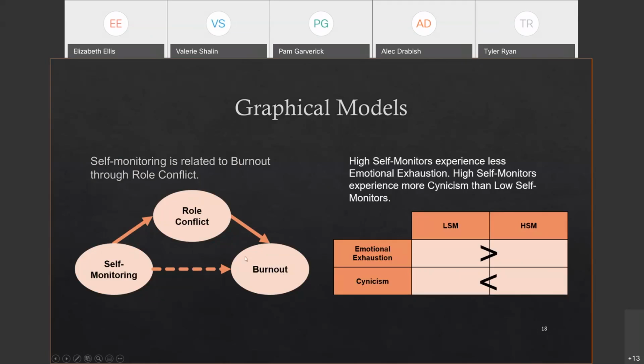Or if you have mediation in there. And then again, for graphical models, we have high self-monitors experience less emotional exhaustion, high self-monitors experience more cynicism, and so on. So instead of having a wall of text, you have a nice little graphic that says, hey, this is more than that, and that's less than that. And that can certainly be used for continuous variables or even ANOVAs and things like that.